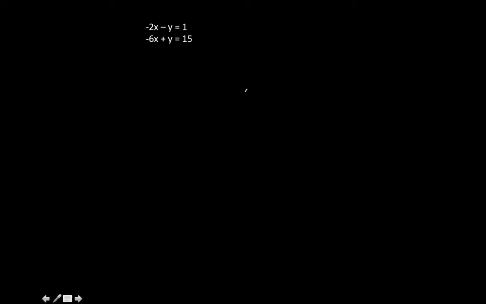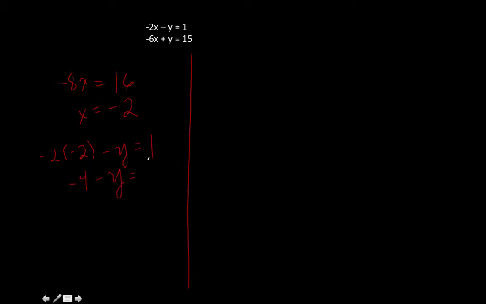So for this one, I'm going to do this a couple of different ways. I'm going to just add and straight eliminate over here. So negative 2x plus negative 6x is negative 8x. Negative y plus y, gone. 1 plus 15 is 16. X is negative 2. Negative 2 times negative 2 minus y is 1. Minus 4 minus y is 1. Minus y equals, adding the 4, 5. Y is negative 5.